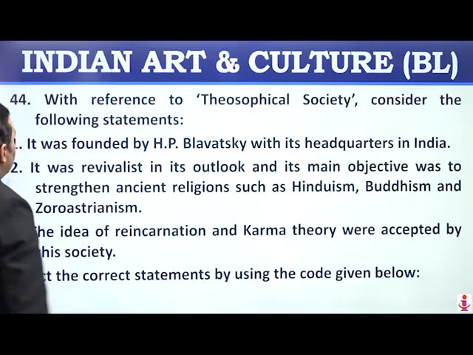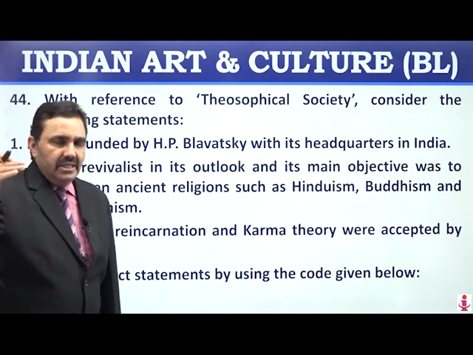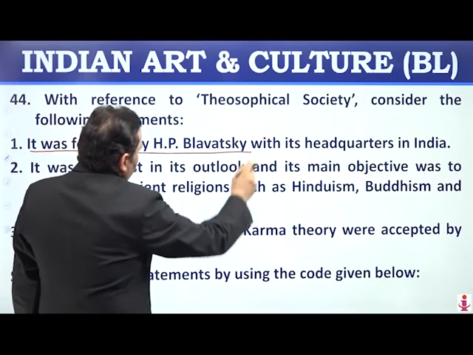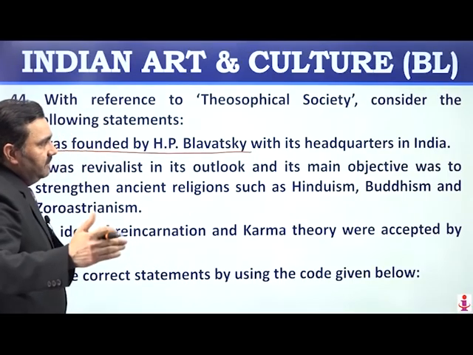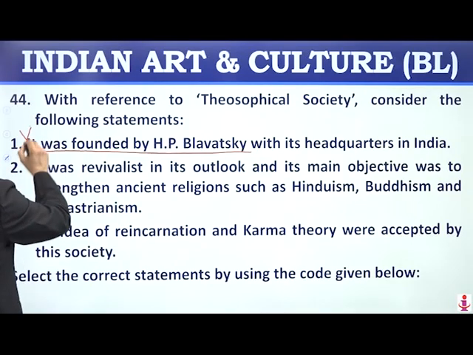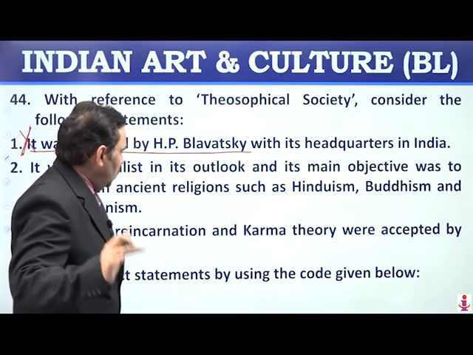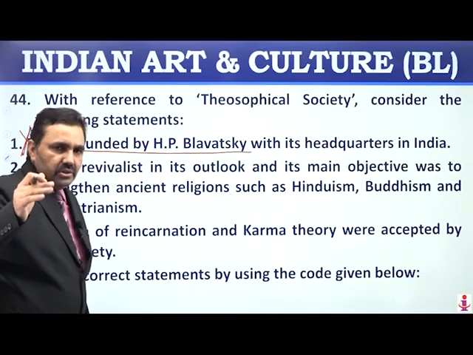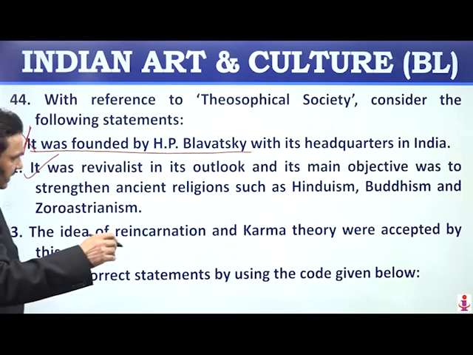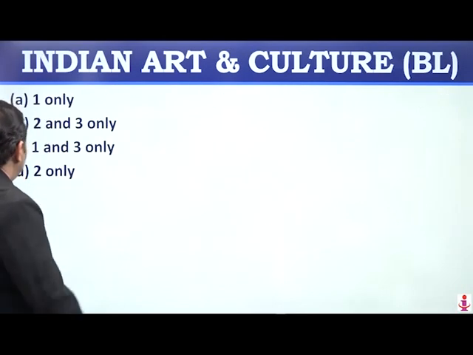Option is D. 44. With reference to Theosophical Society established by H.S. Olcott and H.P. Blavatsky, husband and wife, in USA. Headquarter was later shifted to India at Adyar. So it was not founded in India, it was founded in USA. It was revivalist in its outlook, that's correct. Its main objective was to strengthen ancient religions of Hinduism, Buddhism and Zoroastrianism, that's correct. The idea of incarnation and karma theory were accepted, that's correct. Correct statements 2 and 3.